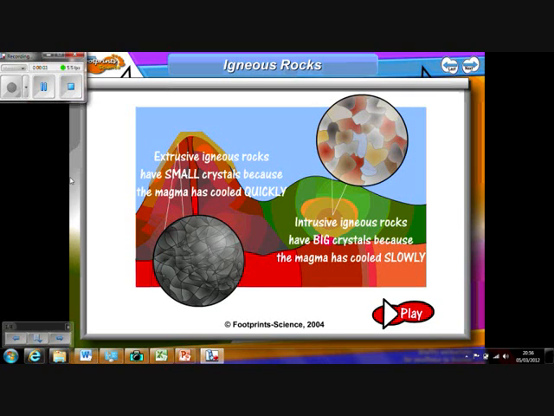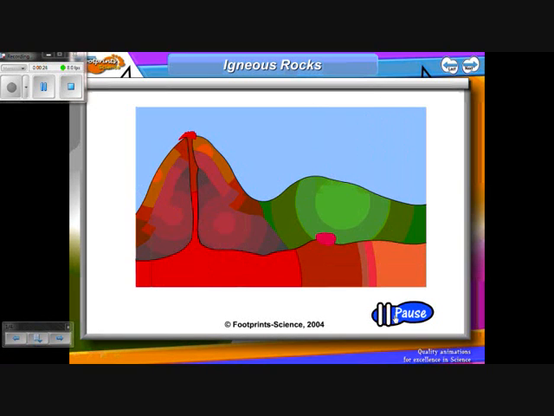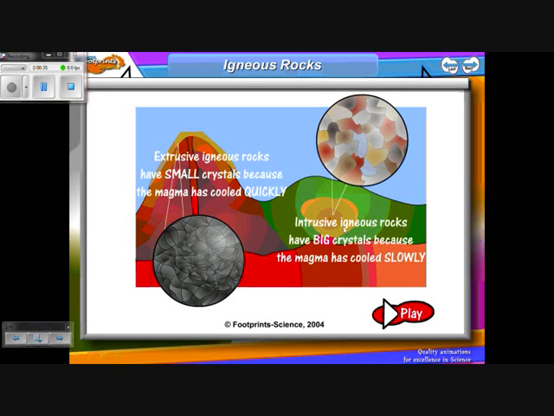Okay, so let's talk through those rocks slower and make sure we completely understand them. The first one we looked at was igneous rocks. Extrusive igneous rocks have small crystals because the magma has cooled quickly. Intrusive igneous rocks have big crystals because the magma has cooled slowly. Here we have, so the volcano is erupting. Some lava is outside the volcano, cools very, very quickly. This one down here is only now cooling because it's inside. And this makes a difference to the size of the crystals, but both do have crystals.